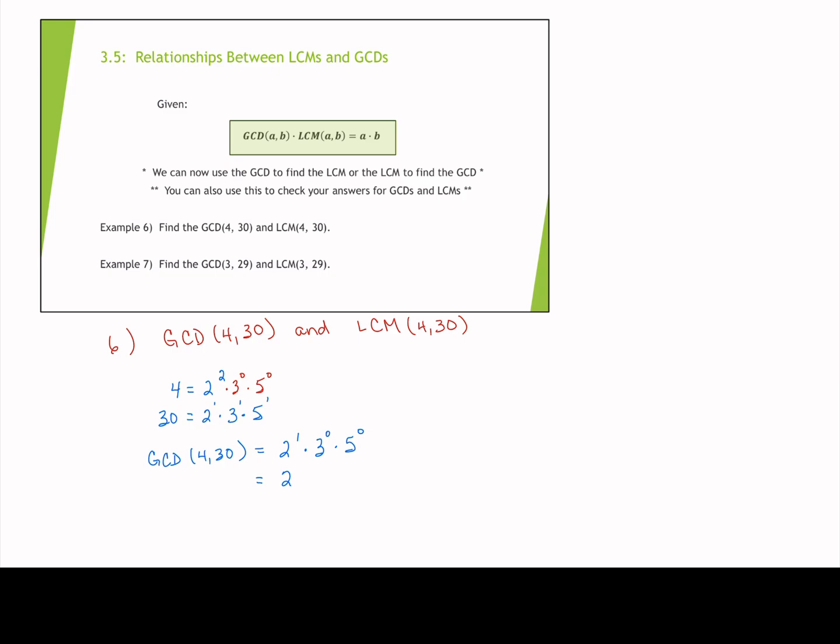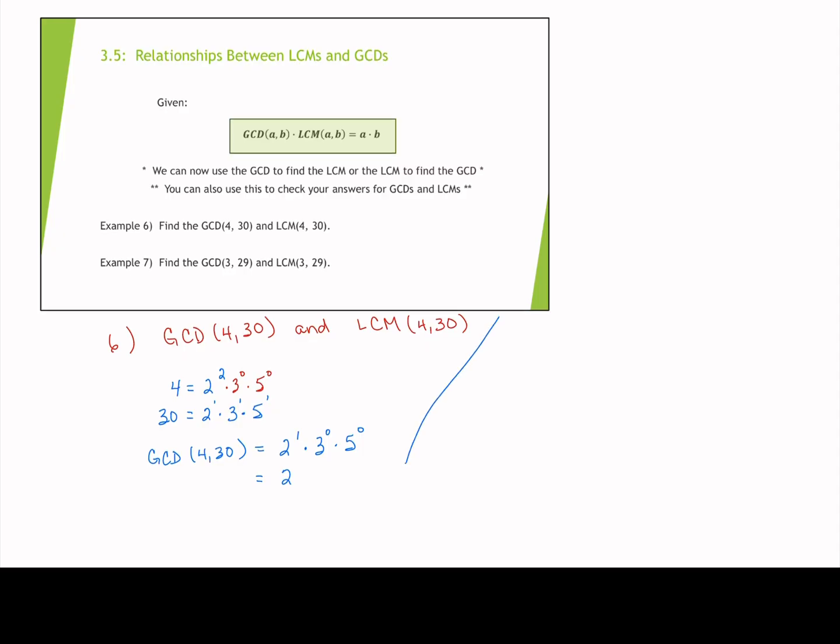Now looking at the formula that we have, and I'm going to reset my work here, if you take the greatest common divisor between 4 and 30, and you multiply it by the LCM for both 4 and 30, you'll get the same result as multiplying A times B. In this case, we know A is 4 and B is 30. So now this is just a matter of substitutions. The greatest common divisor for 4 and 30 we already found was 2. If I multiply that by the LCM of both 4 and 30, my final result is going to be 120.